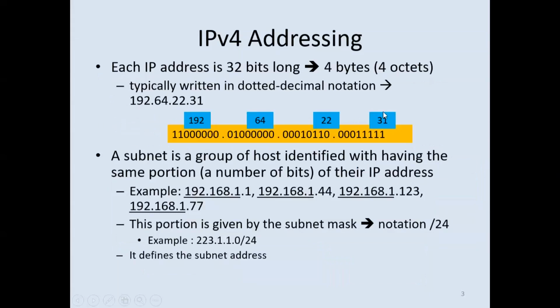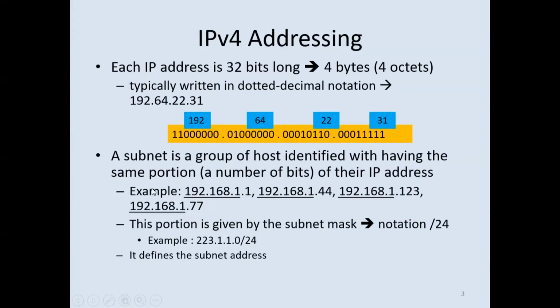So each IP version 4 address is 32 bits long, and it is set in 4 octets. Okay, 4 octets. See, 1, 2, 3, 4. An octet is 8 bits. So this is an octet. So here we have 4 octets, and it is typically written in dotted decimal notation. So 192.168.64.22.31. So that is what you call dotted decimal notation.